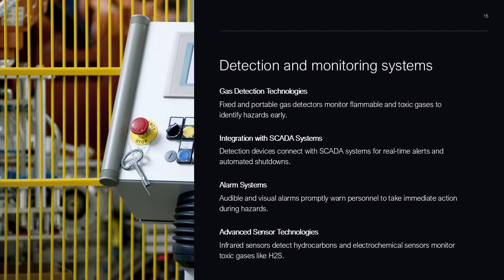These devices often integrate with SCADA systems for real-time alerts and automated shutdowns. Alarm systems provide audible and visual warnings to prompt immediate action. Advanced technologies include infrared sensors for hydrocarbon detection and electrochemical sensors for toxic gases like H2S. Regular calibration and maintenance of these systems are essential to ensure reliability and accuracy.